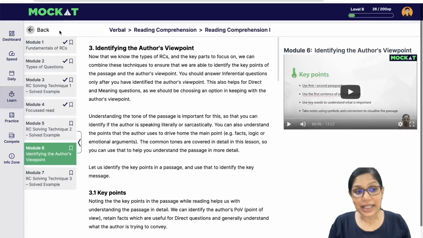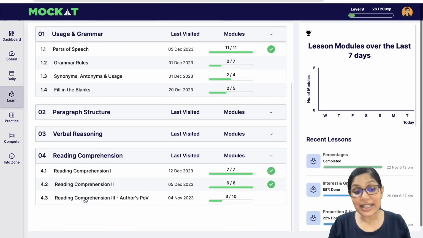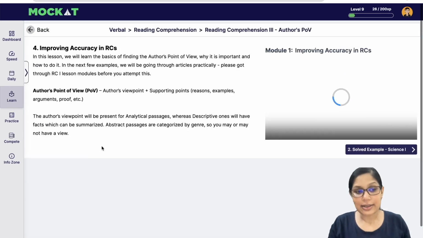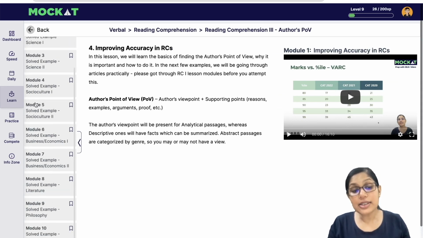Now, I've not just stopped there. What I've done is, I've also given you guys a lot of solved examples. Now, once we're done with 4.1, we actually jump to 4.3. And here you have an explanation of what the author's view is, and you have a lot of solved examples across different genres. So you understand how you need to read an article or how you need to read an RC and understand the author's view.